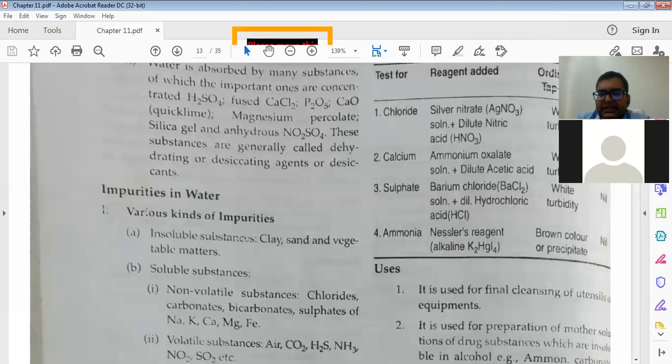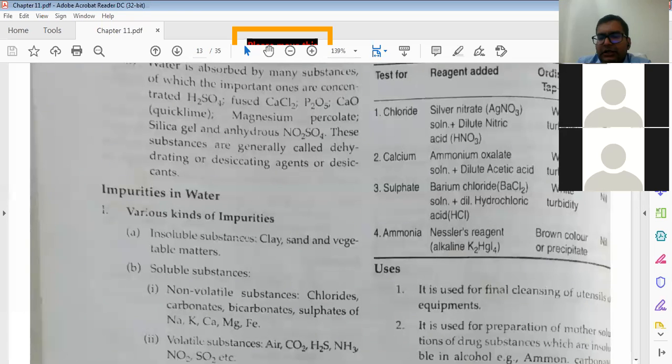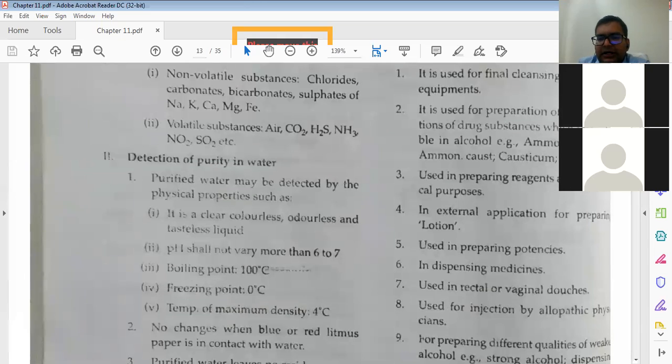If calcium, then ammonium oxalate and dilute acetic acid. So all these things are there. If sulfate, barium chloride, you have to use this. We will do these if we get a chance, in our laboratory. All these practicals. Uses of water we already know.